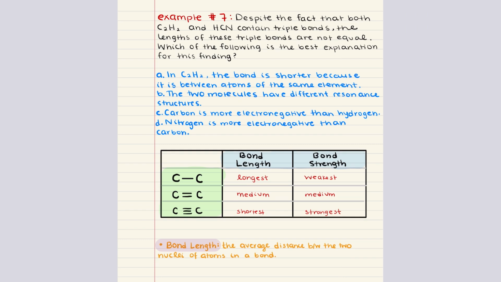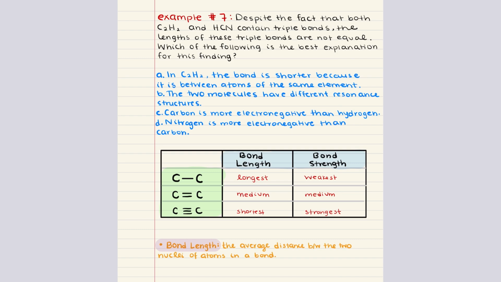Problem 7 says, despite the fact that both acetylene and hydrogen cyanide contain triple bonds, the lengths of these triple bonds are not equal. Which of the following is the best explanation for this finding? Now, to be able to answer this question, we need to understand the factors that influence bond length. Bond length is affected by the size of the atoms involved and the nature of the bonds, including their electronegativity.